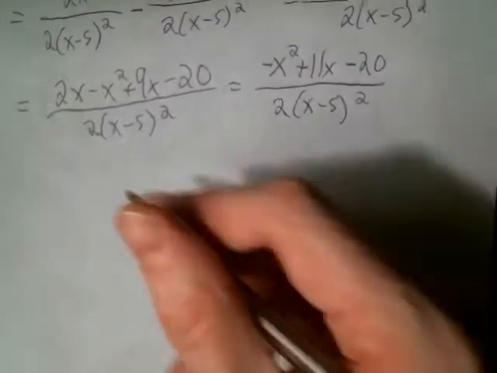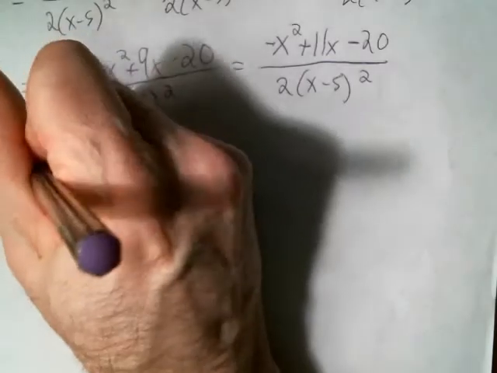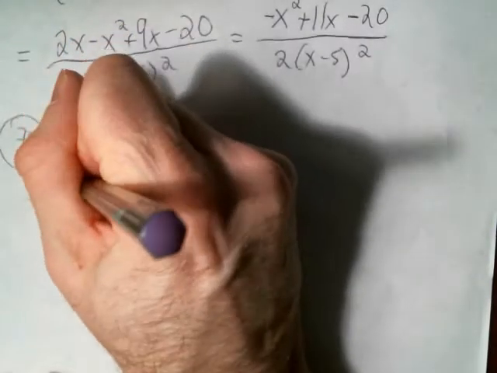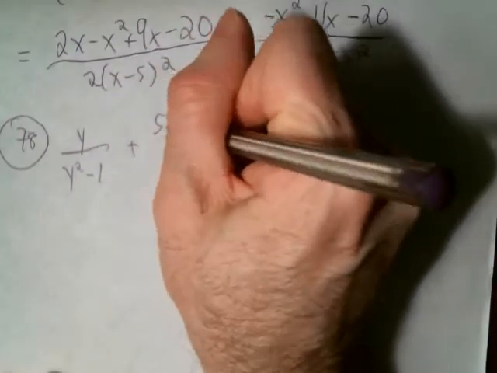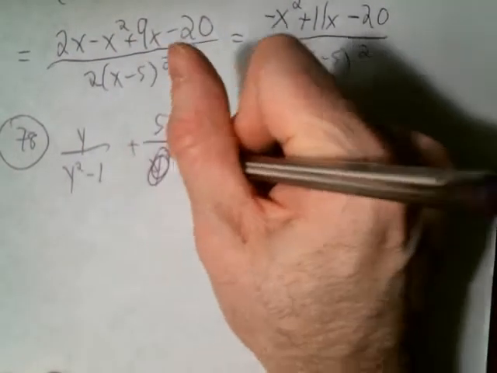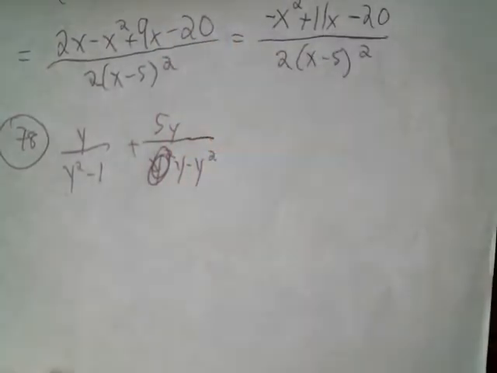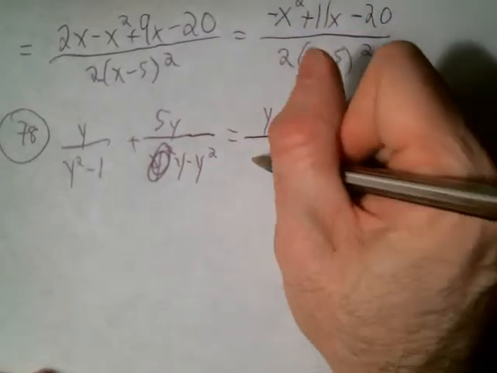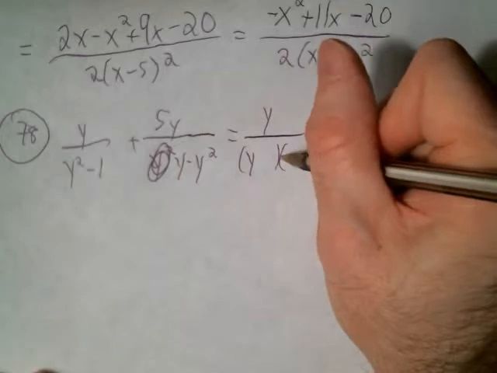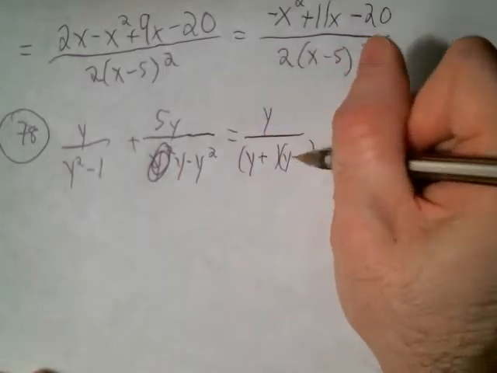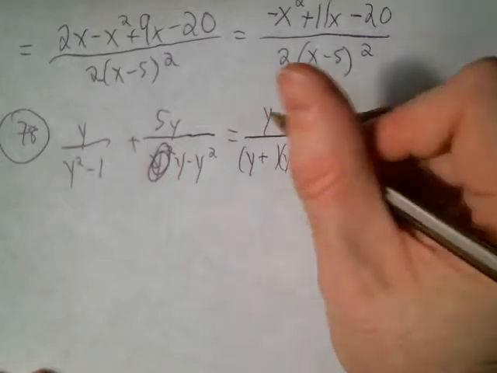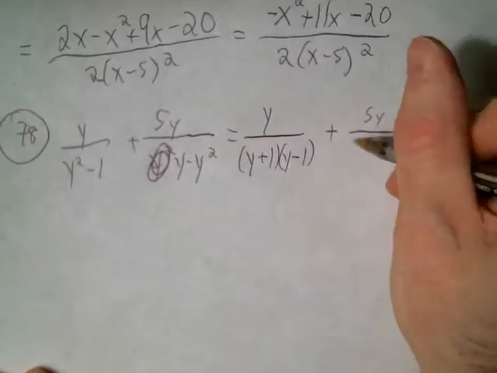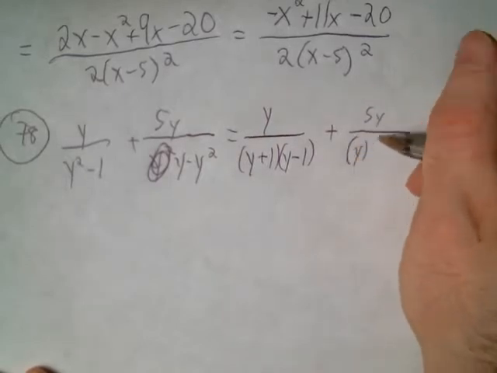Let's look at 78. Y all over y squared minus 1 plus 5y all over y squared, whoops, y minus y squared. Okay, I want to factor the denominators, sort of open them up, see what you're dealing with. So this is difference of squares for the first one. Second one, I can factor out a y.